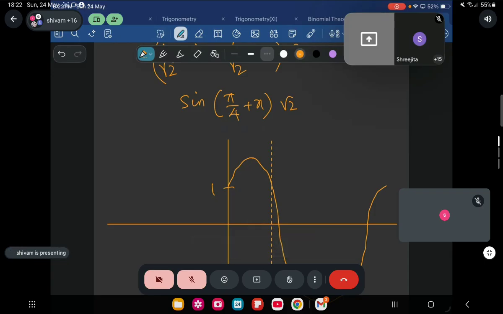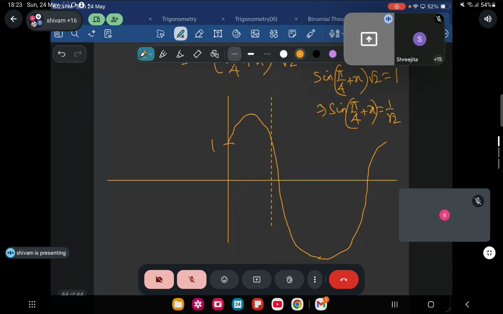Okay. At x equal to, we need to check. When will it be equal to 1? Sin(pi by 4 plus x) into root 2 is equal to 1. So sin(pi by 4 plus x) will be equal to 1 by root 2. Okay, so what are the values of x we can check?